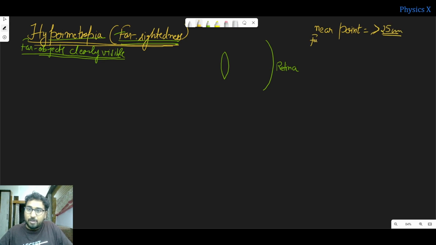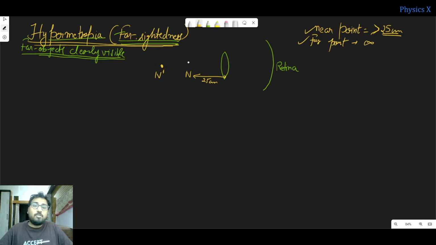And what about the far point? The far point is perfect for this eye. The far point is infinity only. There is no problem with the far point, but the near point is greater than 25 centimeters. So we mark the near point here as n dash, which is greater than n, which will be somewhere here. So n dash is greater than n. If this is 25 centimeter, then for the hypermetropic eye, this near point shifts.